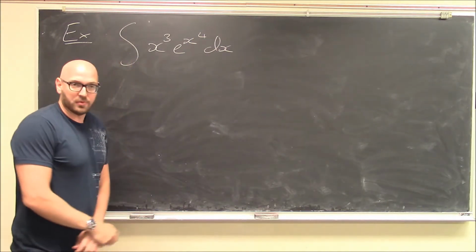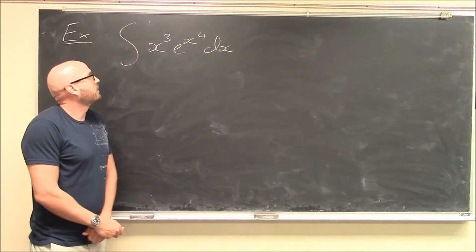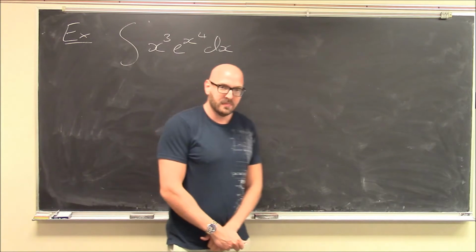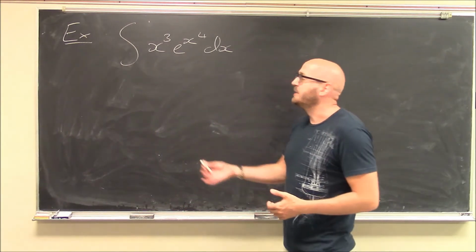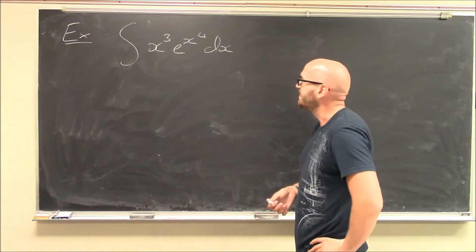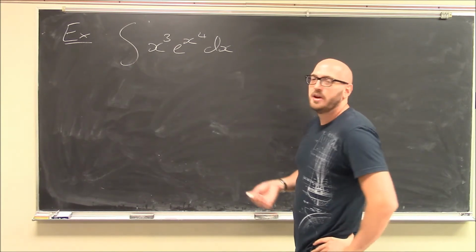So here's our next example. It's the integral of x cubed times e to the x to the power 4. So again, a pretty complicated looking function. No way to just algebraically manipulate this into something simpler. So I'm forced to try to make a substitution.